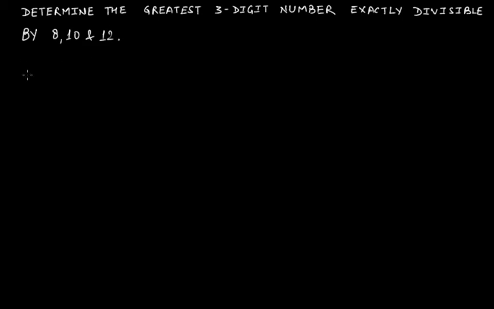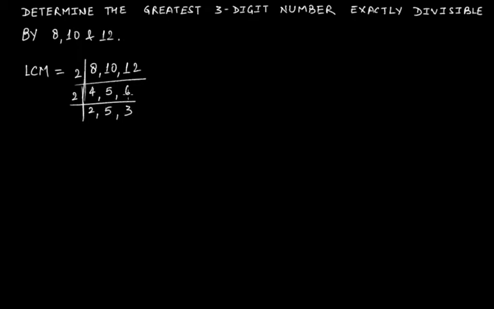So your LCM will be: 8, 10, 12. Divide by 2, you'll get 4, 5, 6. Divide by 2 again: 2, 5 and 3. Divide by 2 again: 1, 5 and 3. And divide by 3, then this is 1 and this is 5.